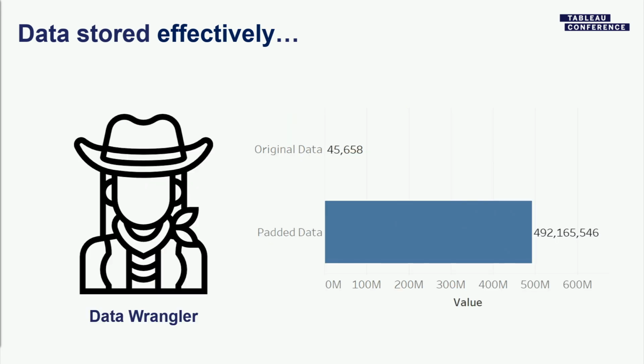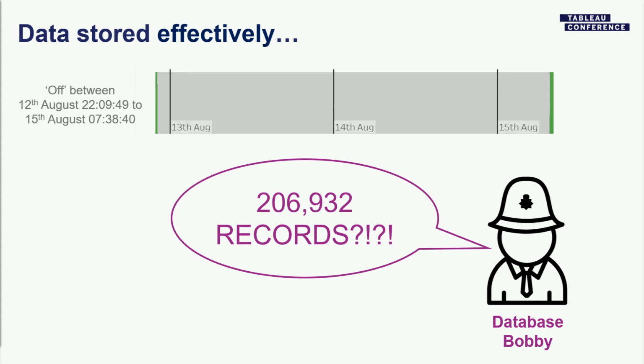But this data is now stored effectively, but not efficiently, and we're going to see how we can make it more efficient. At this granular level, this takes the data from an original 50,000 or so rows to over 500 million. Let's get a better understanding of why.